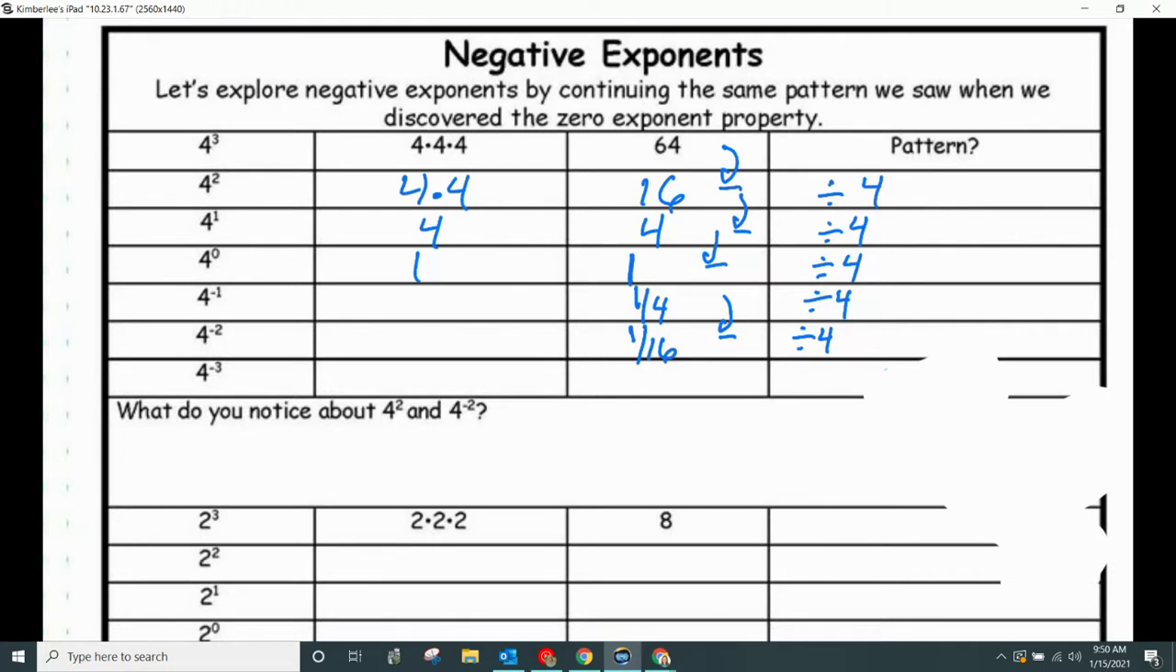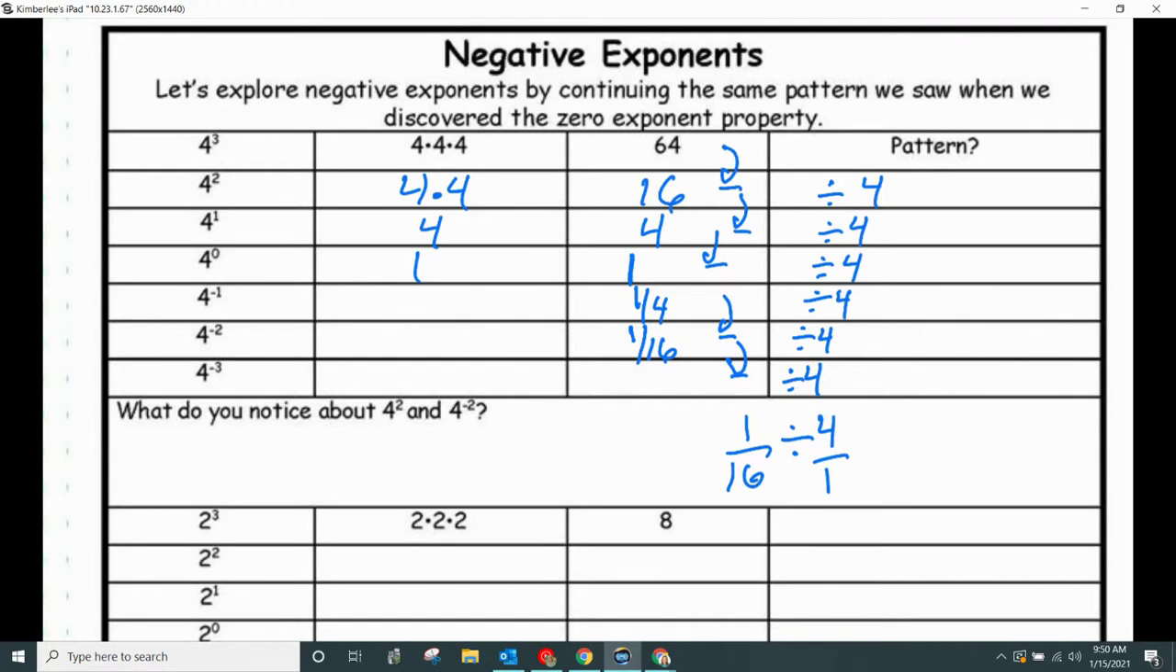So that means 4 to the negative 3. Again, I have to keep my pattern going. I have to divide by 4 again. Well, that should be 1/16 divided by 4. Remember, that's the same thing as 4/1. So then I have to keep, change, flip. That's 1/16 times 1/4, which equals 1 times 1 on the top. 16 times 4 is 64. So this equals 1/64.